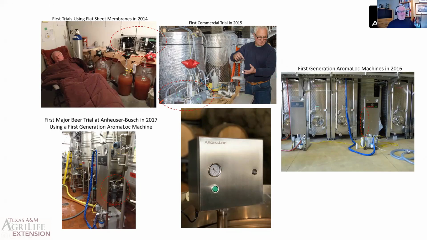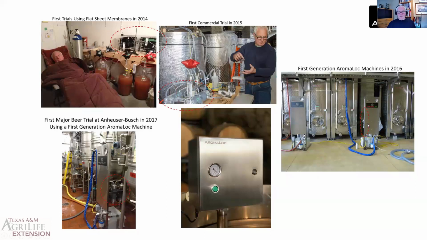The next one over here shows a scaled up system they used in a commercial winery, but obviously a prototype machine with membranes and pumps and so on, pressure gauges and whatnot, hooked up to the headspace of a tank. So that headspace gas is going down here to these membranes and then through the membranes and then back up into the tank headspace. So that was sort of the first iteration of our AromaLoc machine. And that developed into a machine like you see here in a winery.